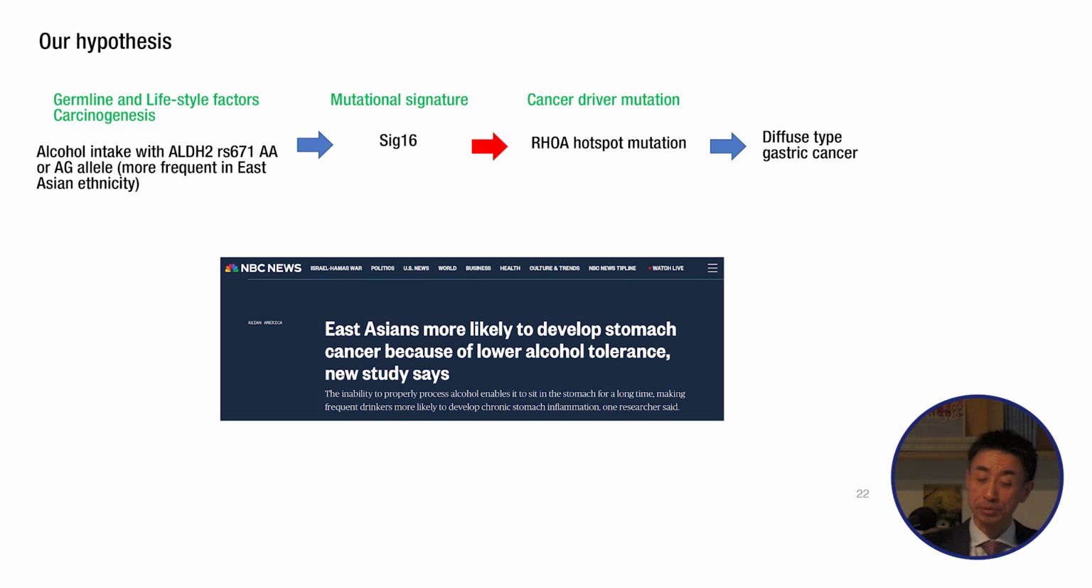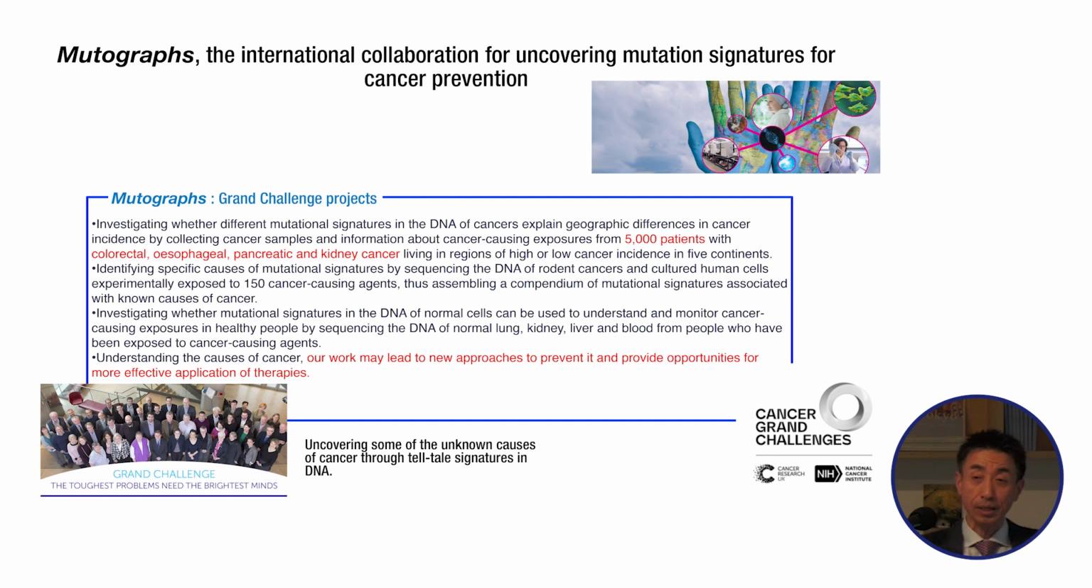That is our hypothesis, and this hypothesis is totally data-driven. We don't have any pre-hypothesis, but our data suggests that this kind of specific process is associated with the frequency of diffuse type gastric cancer in East Asian populations. This data was published last year, and interestingly, NBC News picked up this data. And also, as you see, it is very important to compare the different ethnic backgrounds of cancer genomes.